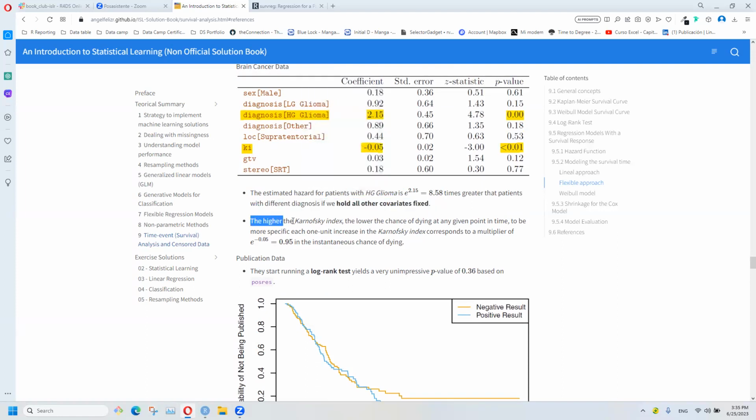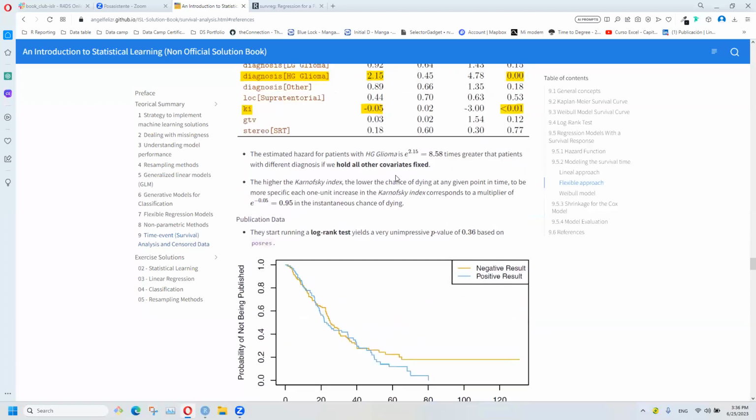The higher the Karnofsky index, the KI, the lower the chance of dying at a given point in time, as the coefficient is negative. And both are significant. The other ones are not significant based on this model, at the 5% level. So the point is that we need to translate using the exponential function to get these values.